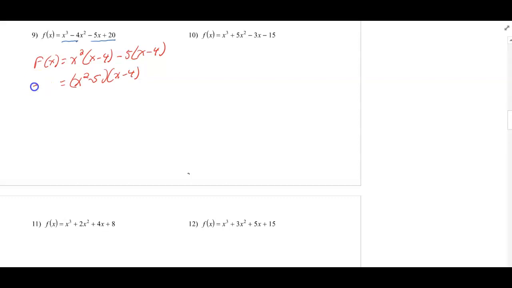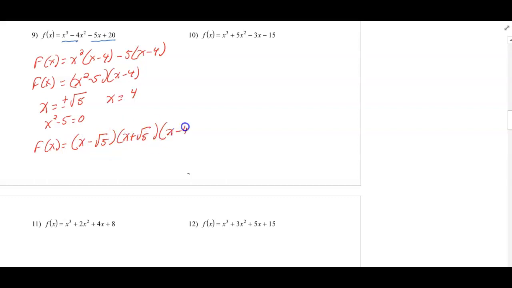And at this point, I'm going to write the zeros, so x is equal to plus or minus the square root of 5, and x is equal to 4. I got that by solving x squared minus 5 is equal to 0. Don't forget the plus or minus. So the completely factored form is going to be x minus root 5, x plus root 5, and x minus 4.